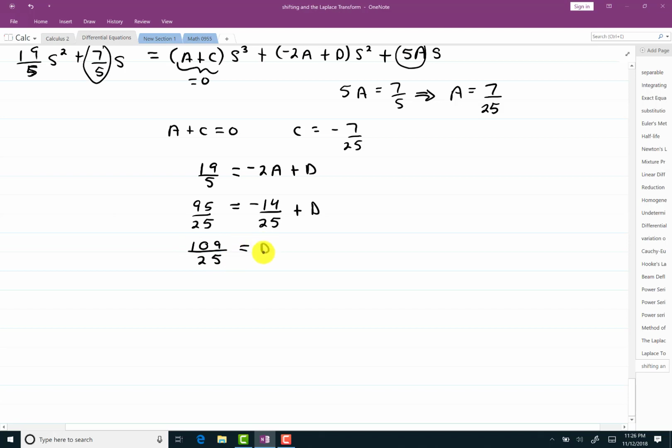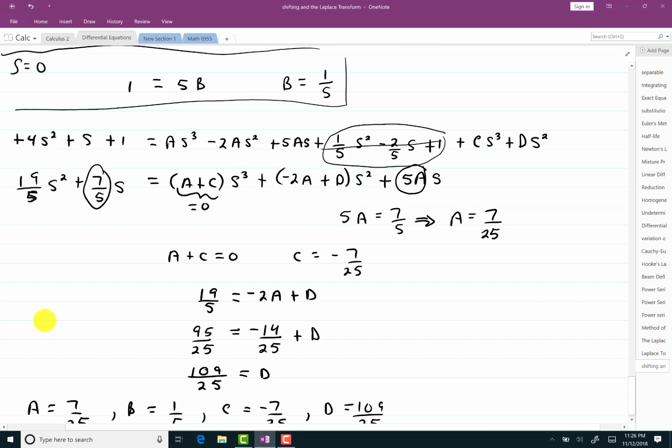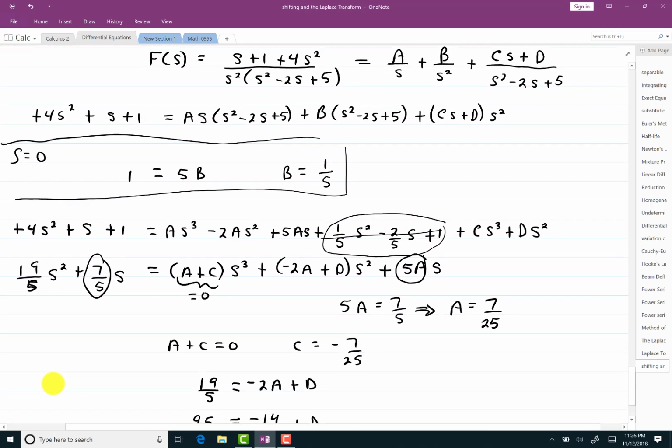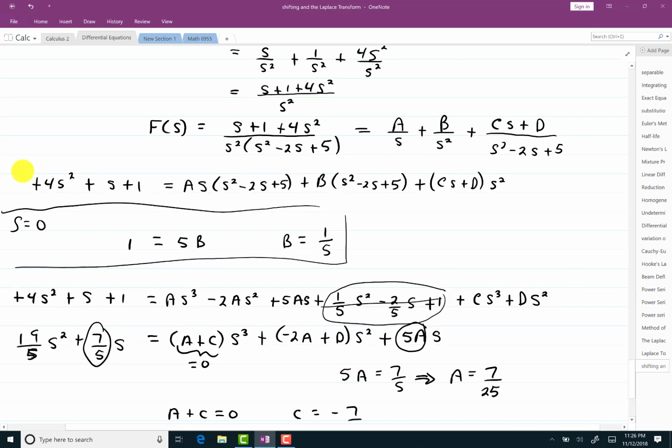So let me go ahead and write those out. A, that was 7 over 25. B is 1/5. C equals negative 7 over 25. And then D equals 109 over 25. So let's see, where were all these numbers associated with? Right here. Let me go ahead and bring this down.